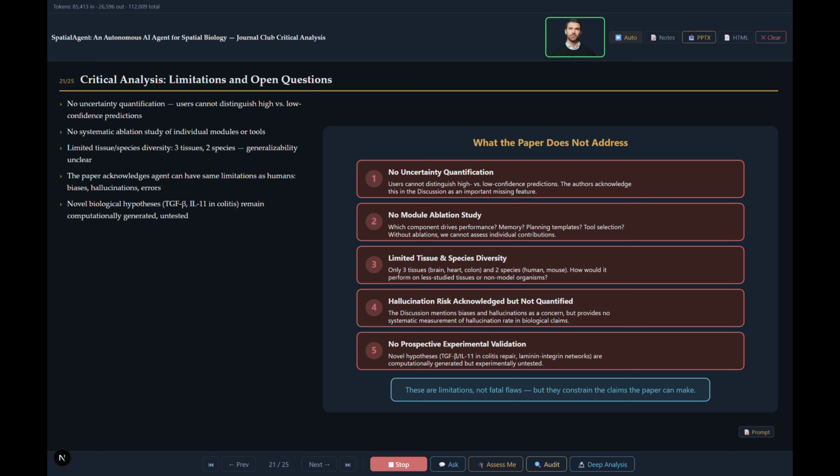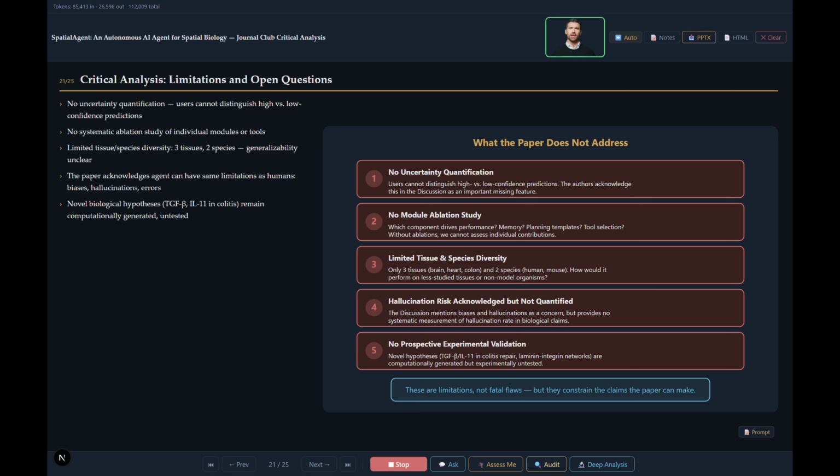Let me highlight 5 specific things the paper does not address. First, there's no uncertainty quantification. The authors themselves flag this in the discussion as crucial for trust, but it's absent from the current system. Second, there's no ablation study. We don't know whether the performance comes primarily from the templates, the tool selection, the multi-source aggregation, or the LLM reasoning itself. Third, only 3 tissues and 2 species were tested. For a system claiming general-purpose spatial biology capability, this is narrow.